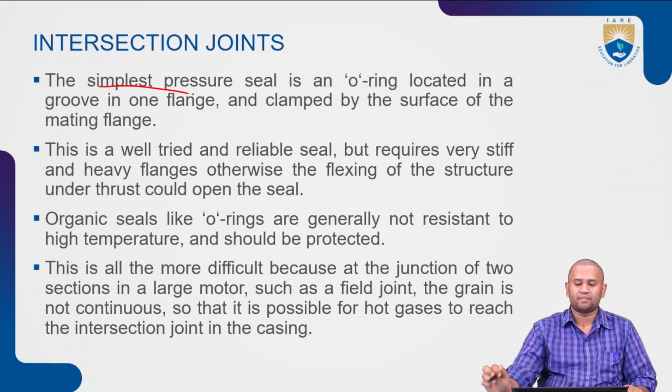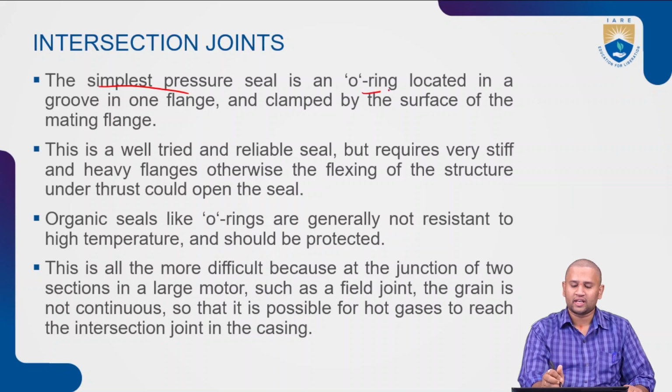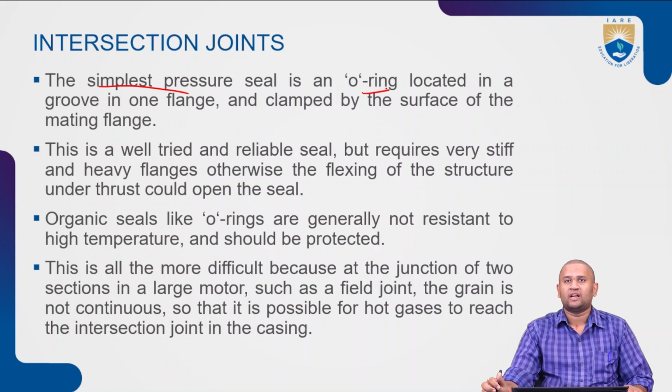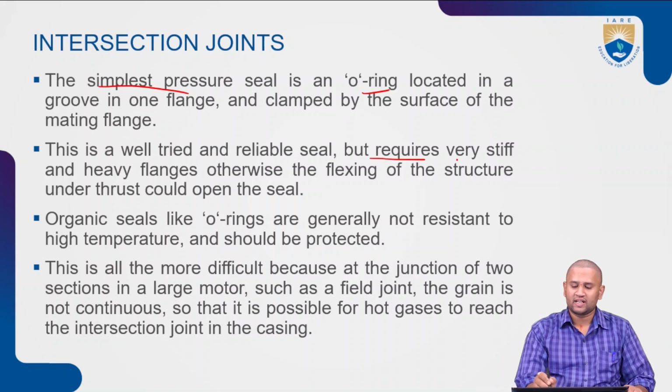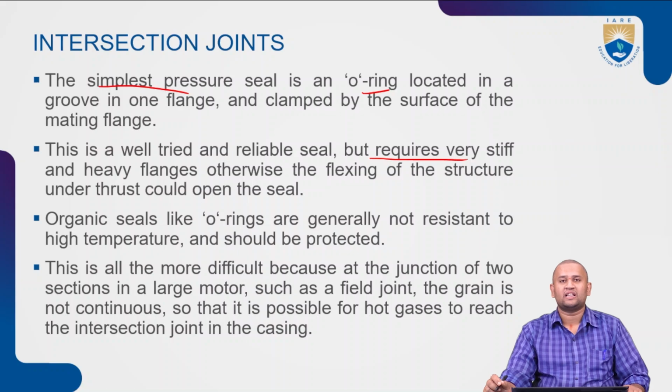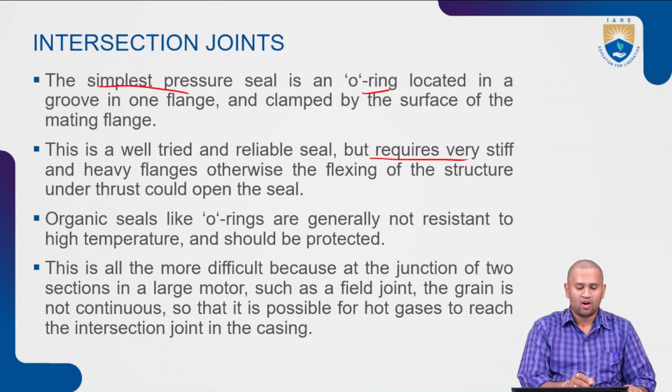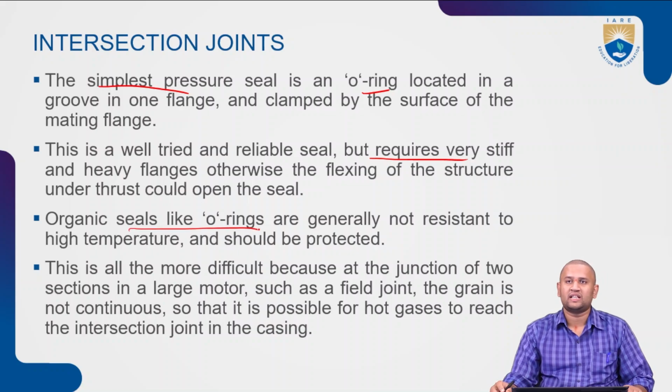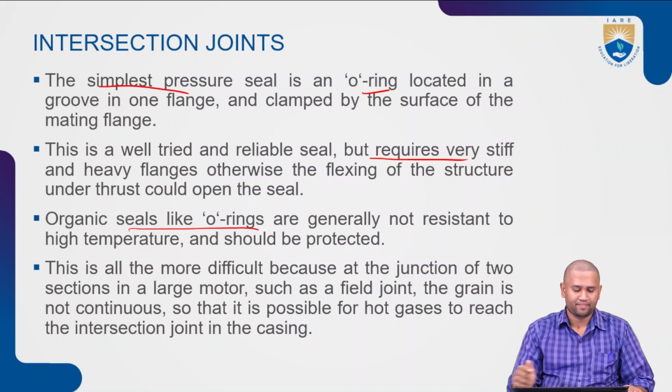The simplest pressure seal is an O-ring located in a groove in one flange and clamped by the surface of the mating flange. It is a well-tried and reliable seal, but requires very stiff and heavy flanges, otherwise the flexing of the thrust structure under thrust could open the seal. Organic seals like O-rings are generally not resistant to high temperature and should be protected.